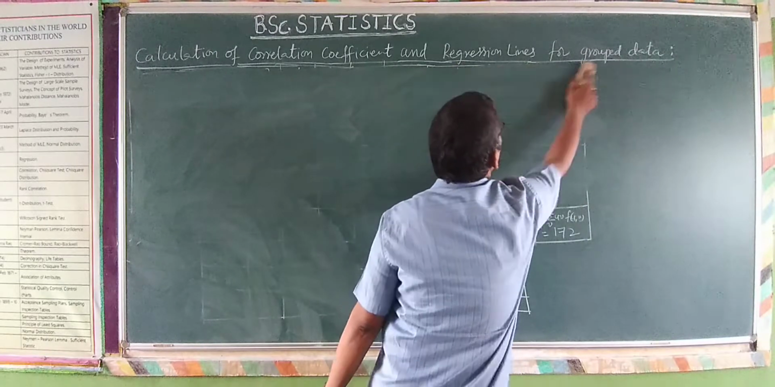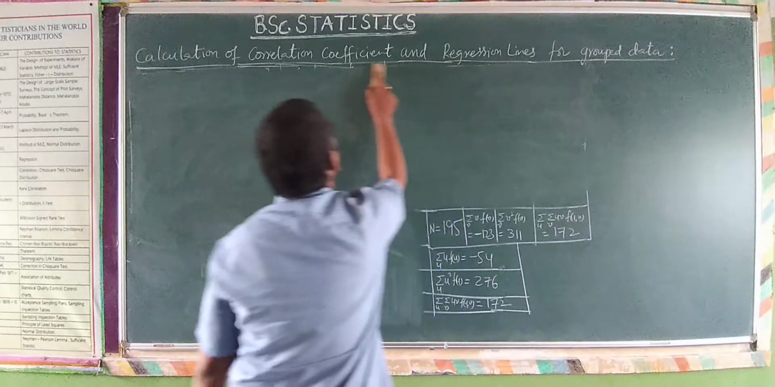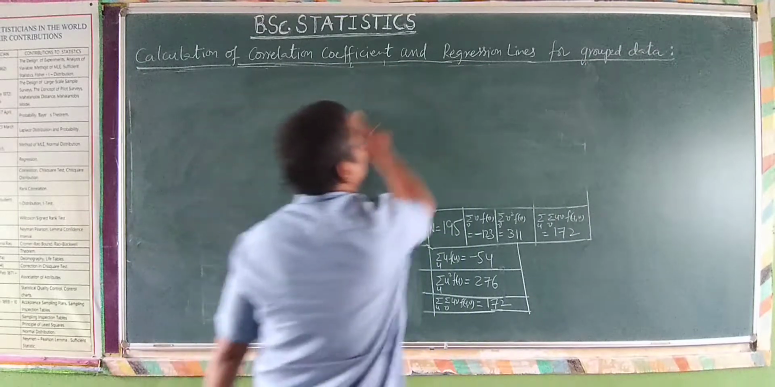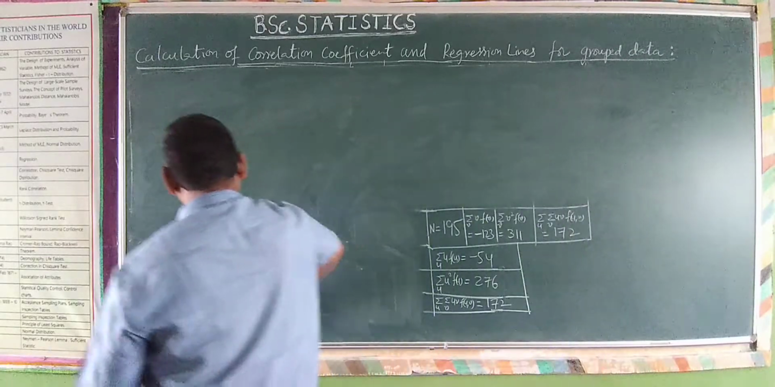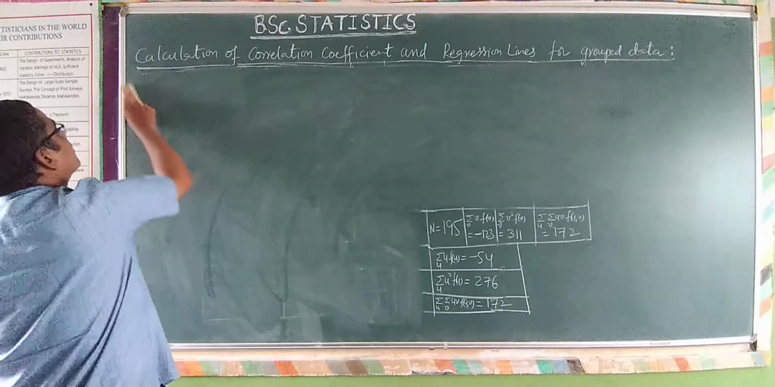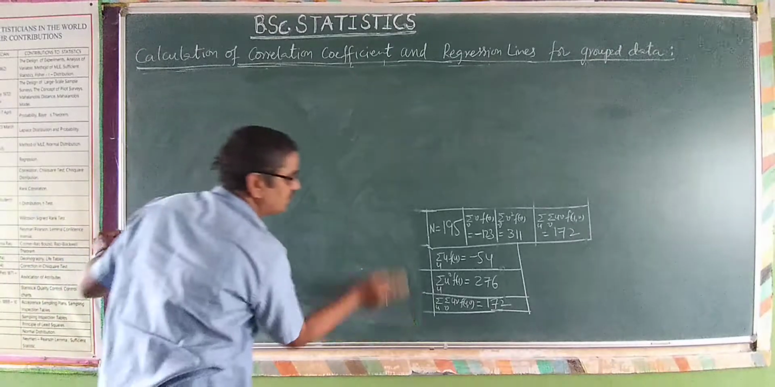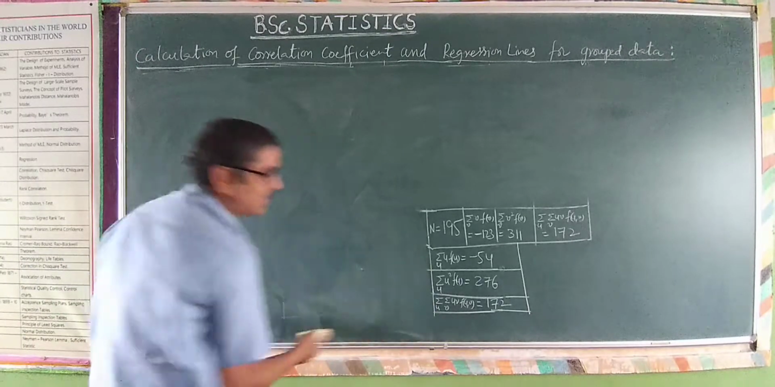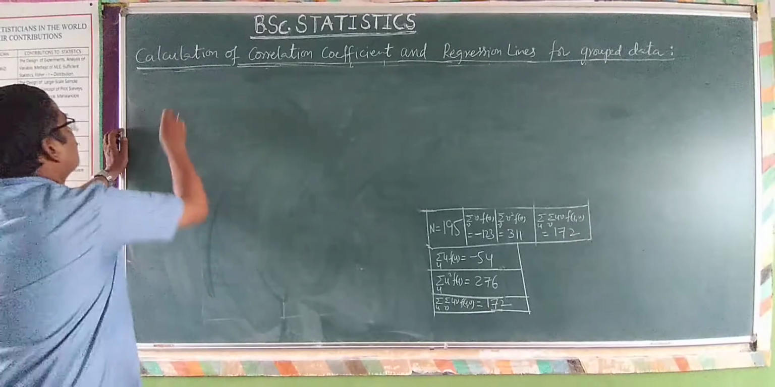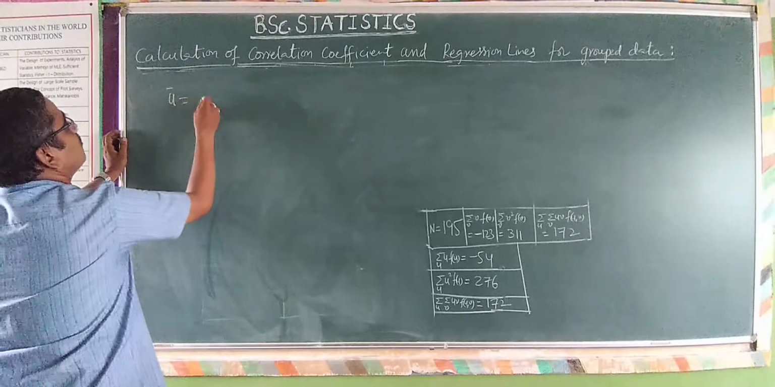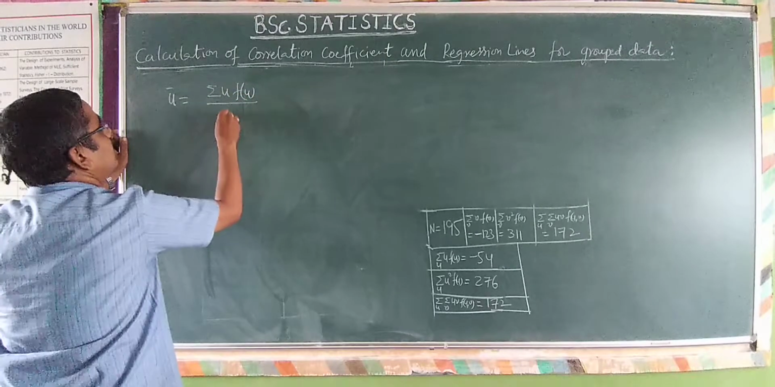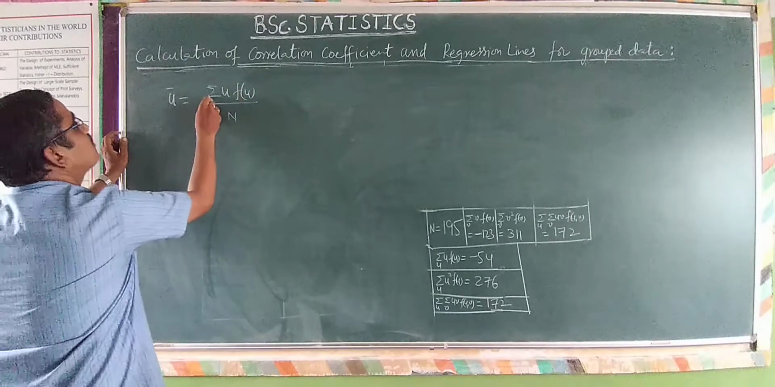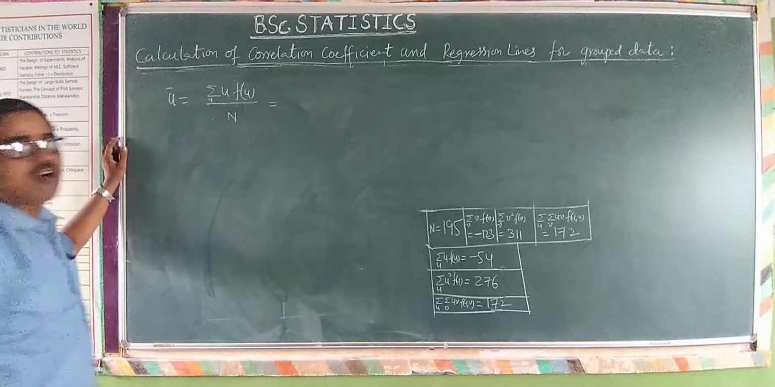Now, by considering all these values, we have to calculate u bar, v bar, sigma square u, sigma square v, and the covariance of uv. I start the calculations. u bar is equal to summation u f of u divided by capital N. This is the formula of u bar.